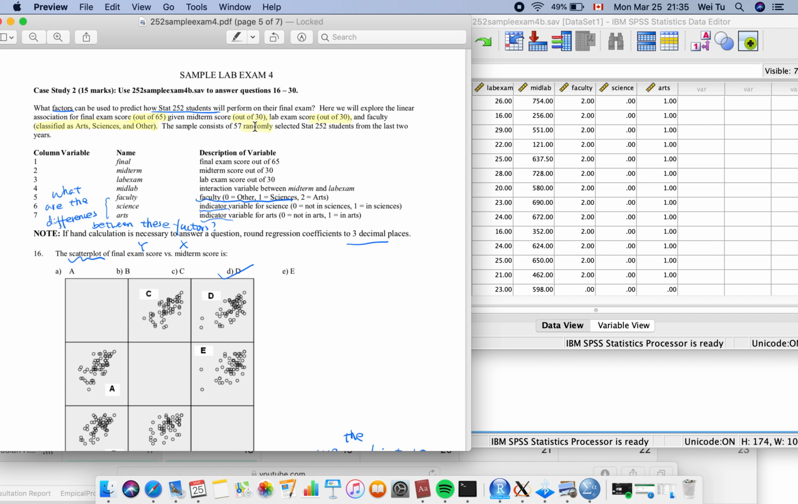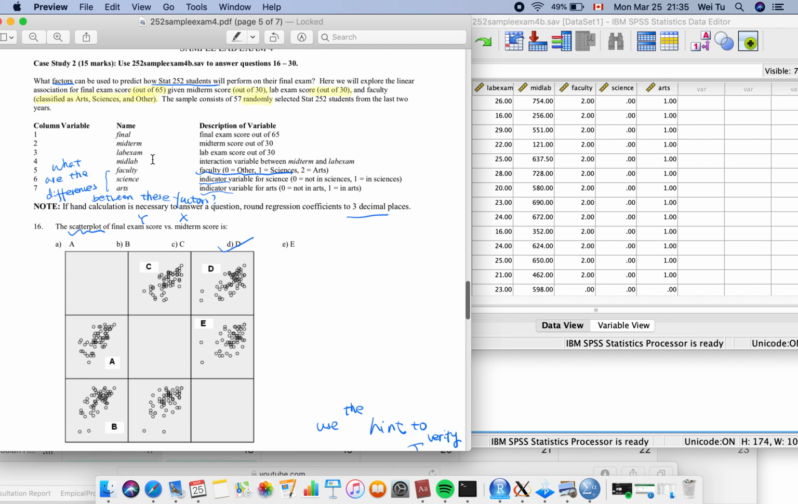So we have randomly selected 57 students, and these are the data. And we have a term called mid-lab, which is the interaction between midterm and lab exam, which is basically midterm score times the lab exam score.